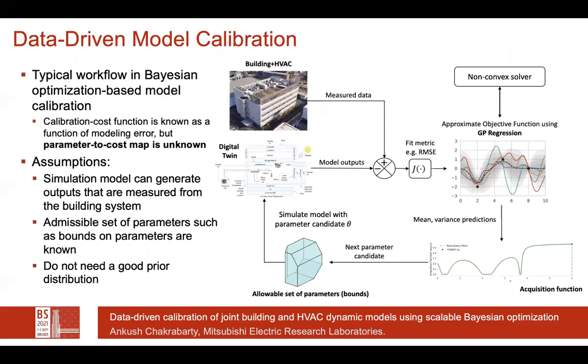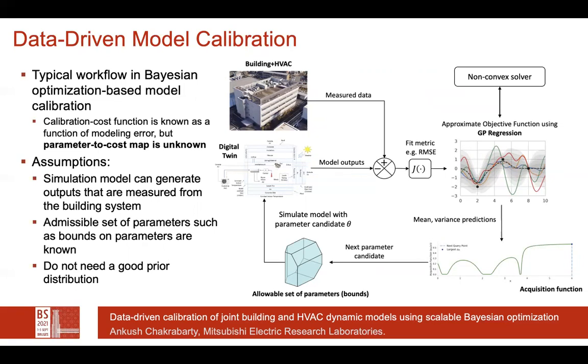So this figure is a very typical workflow of data-driven model calibration using Bayesian optimization-like methods. So from the top left, we have a building and HVAC system from which we assume that we are getting some measured data. We also assume we have a digital twin or a software simulator from which we can generate the same output signals as the measurements that we have, for example, temperatures, given a particular parameter set for that model.